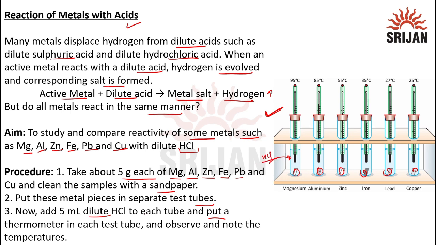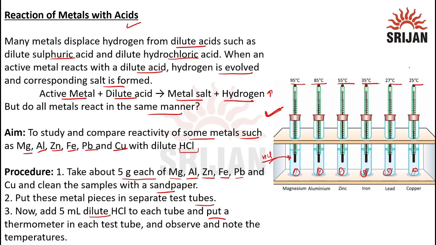And put a thermometer in each test tube, and observe and note the temperatures. So here we have put a thermometer to determine the temperature in each test tube, so that we can find which metal is reacting with the acid more vigorously, right? So here you can see some temperatures on the thermometer, right?